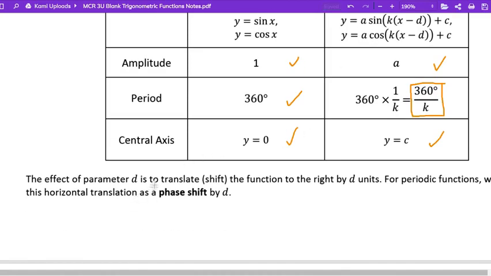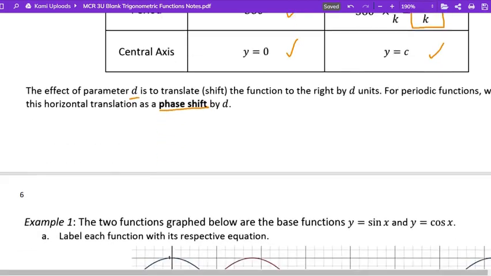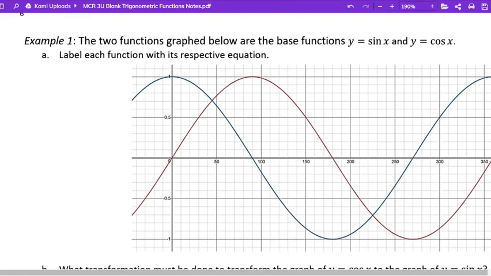And then the effect of parameter d, the horizontal translation, is d units to the right. Because we have a periodic function, the phase shift is not just for a sine or cosine function, it's for any periodic function. For periodic functions, we call it a phase shift instead of a horizontal translation. Lots of new words. So let's look at an example.